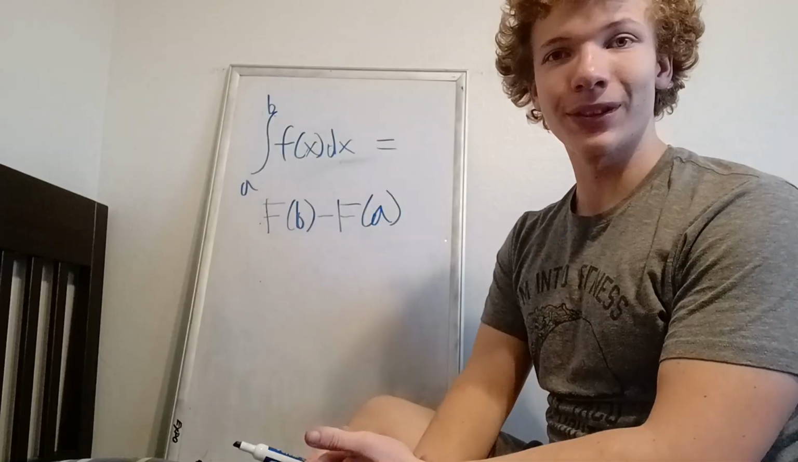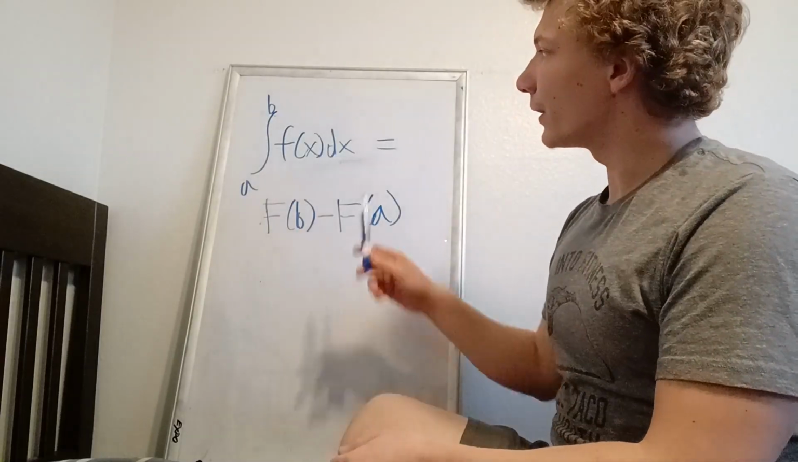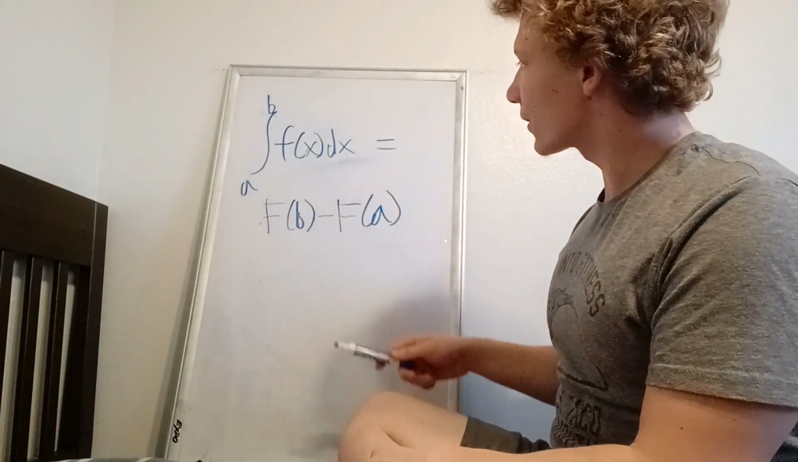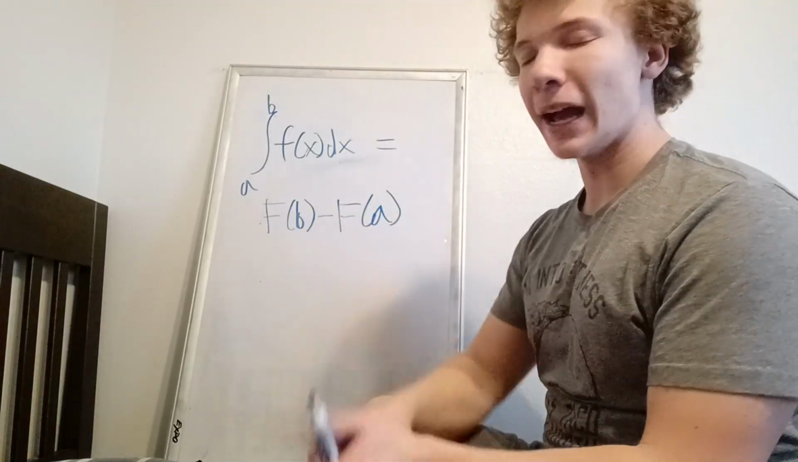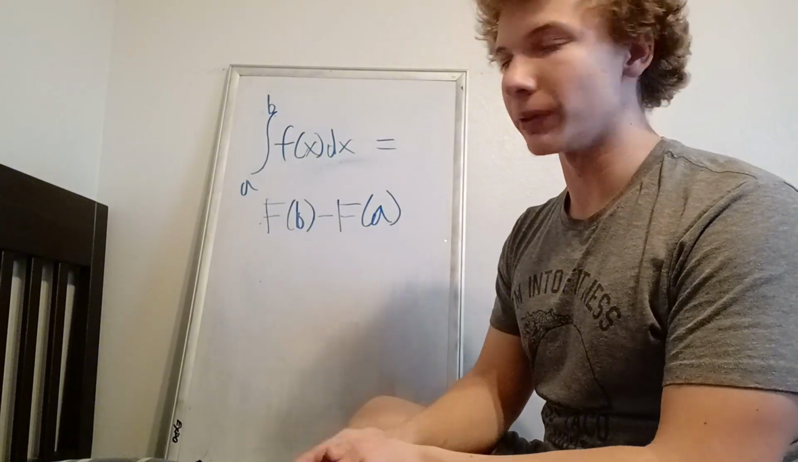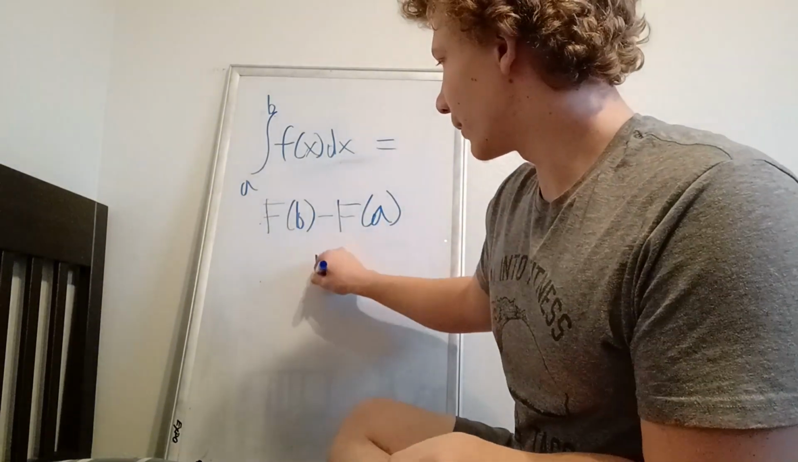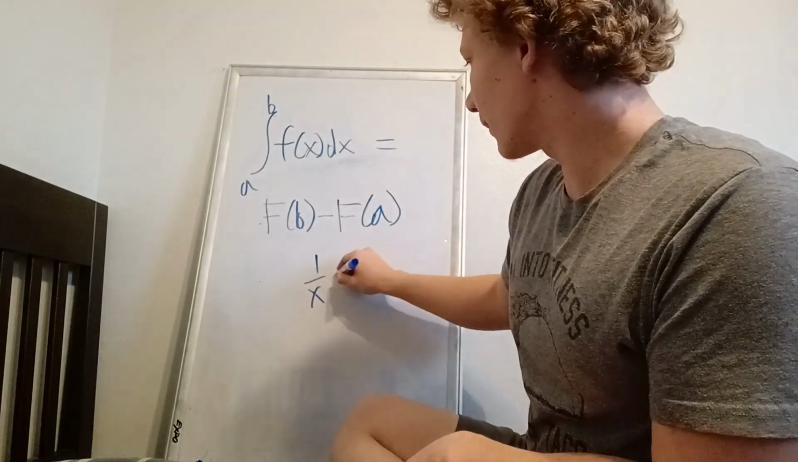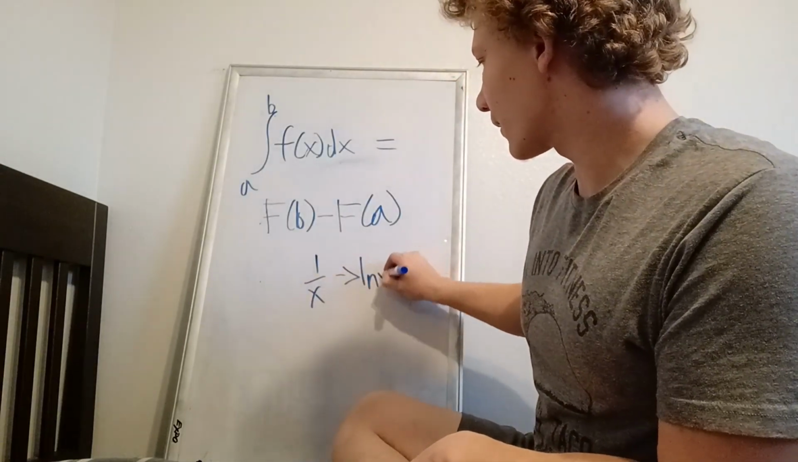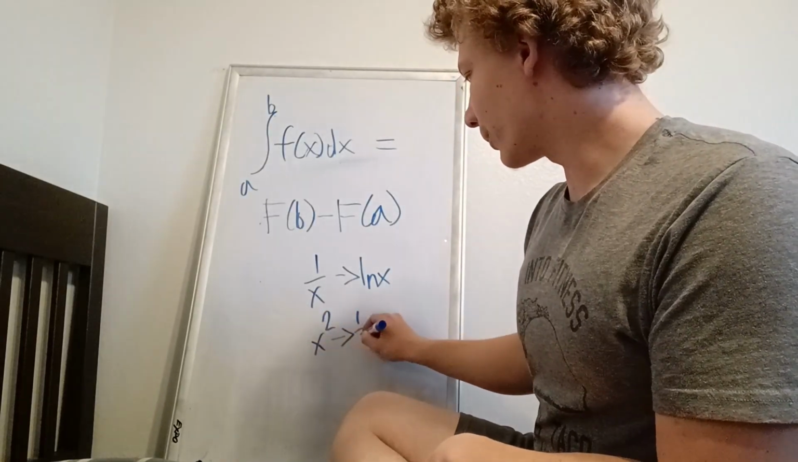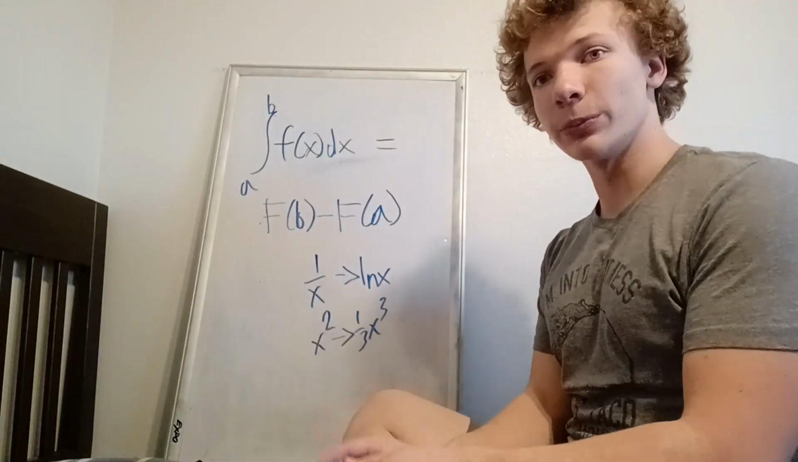This is what the Fundamental Theorem of Calculus states. Given the integral from a to b of some function f of x with respect to x, this will equal F(b) minus F(a), where capital F represents the antiderivative of the function f of x. For example, the antiderivative of 1 over x would be ln x. The antiderivative of x squared would be 1/3 x cubed.